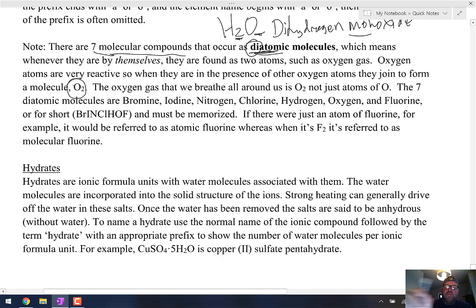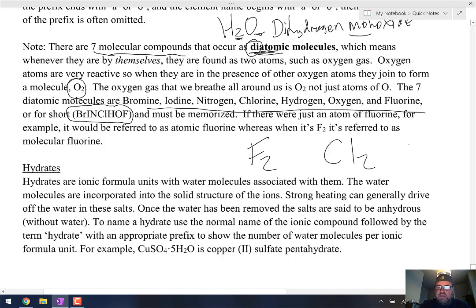Okay? Now, the 7 elements are these 7 right here. I always use this term Brinkelhoff to cram them all together. You definitely need to know that when those elements are by themselves, if they say fluorine gas, you don't write F, you write F2. If they talk about chlorine gas, it is Cl2, iodine is I2, and all 7 of these, there's always 2 of them whenever they're referring to just that specific element.